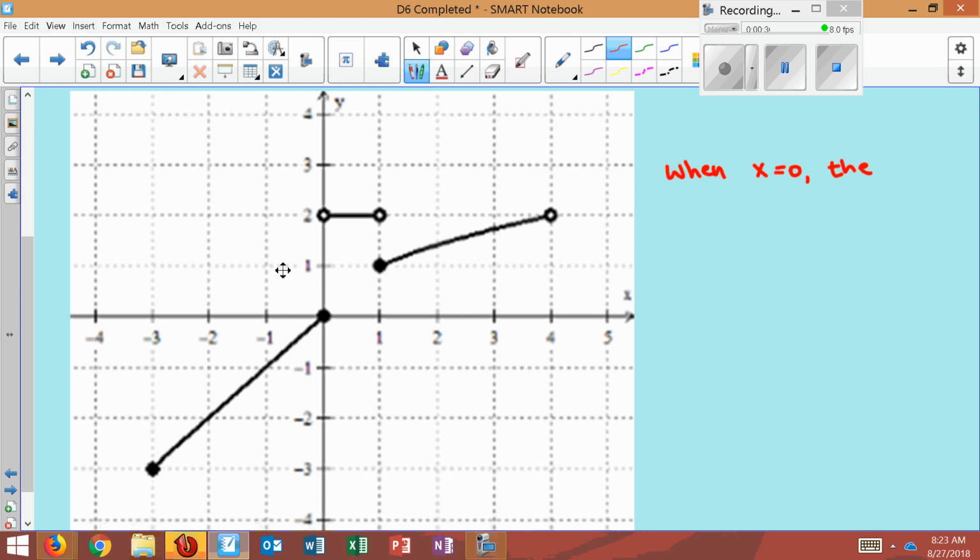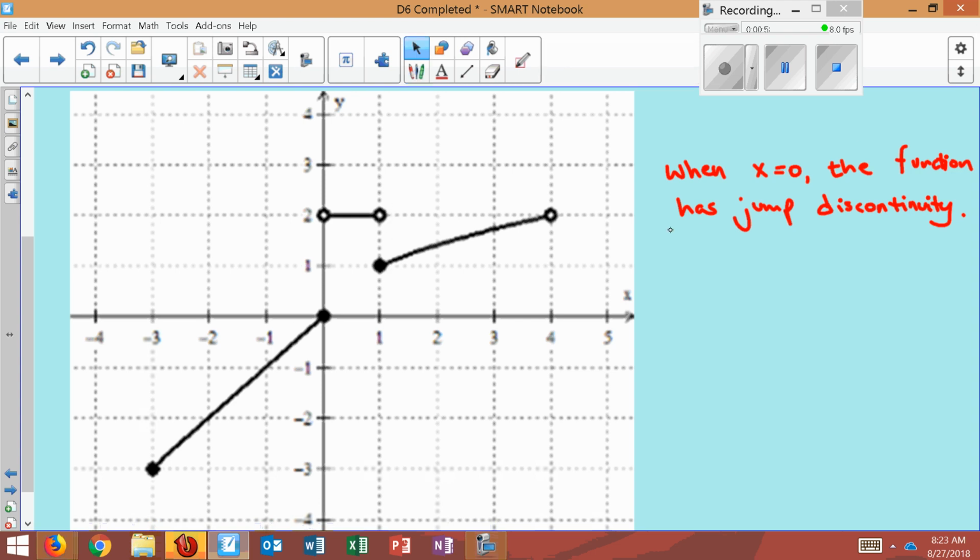And the reason we call it jump is because we can count literally how many units it jumps. So the function has jump discontinuity. And again, it says, what about when x equals 1? Sorry, let me spell this right. Okay, and so if we look at x equals 1, which is right here, we see again it jumps, and this time it jumps down 1 unit. So here it just jumped up 2 units, here it jumps down. So again, we have jump discontinuity.